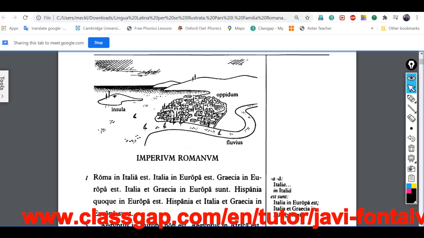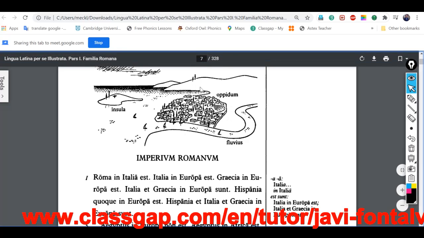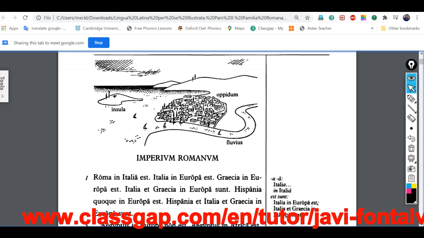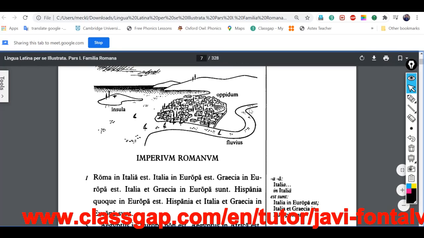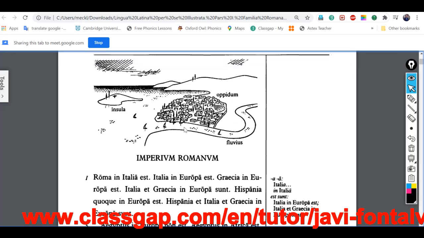Okay, fluvius. And here we have oppidum. Say that again. Oppidum. What do you think oppidum means? City. See, there you are. So in those times, every city would be a walled city. They would have walls around to protect them, because in those times a city could be pillaged by the barbarians, so they had to use walls to protect themselves. What do you think insula means? Island. There you are. Very easy, yeah?